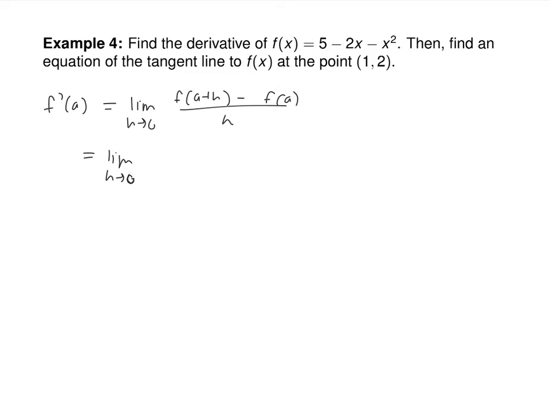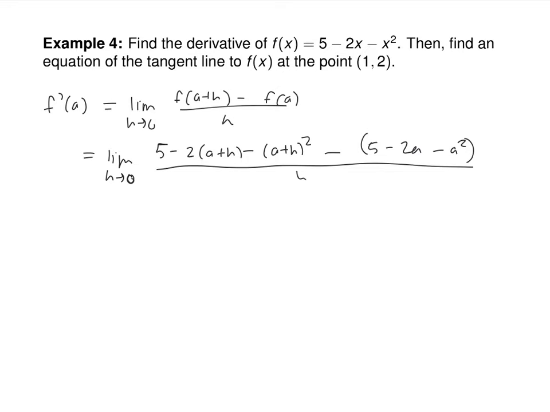H goes to 0, not 6. Okay, so what is f of A plus h? Great, yep. And then minus 5 minus 2a minus 6. What did I forget? Okay, good. All over h.